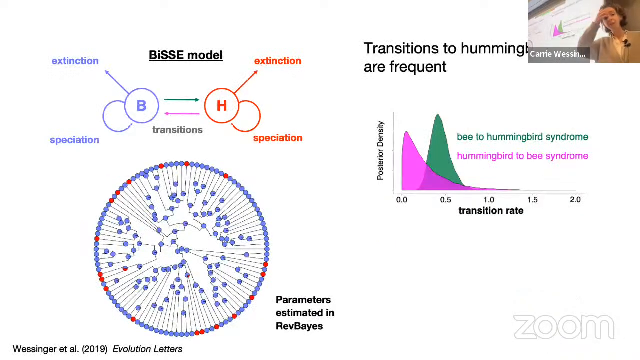So the first concerns asymmetry in the transition rates. So we found that the rate of transitioning from bee to hummingbird pollination is shifted towards higher values than the rate of transitioning in the reverse direction, which is estimated near zero. And here I'm showing an ancestral character reconstruction where I've colored internal nodes according to the posterior probability of being bee or hummingbird syndrome.